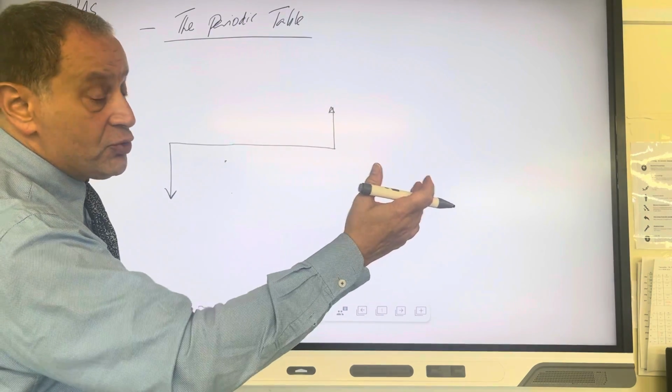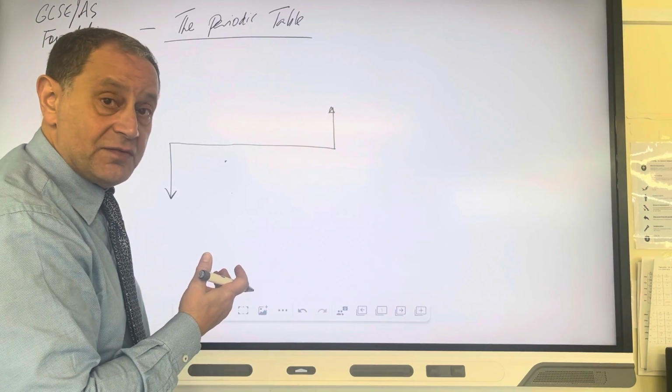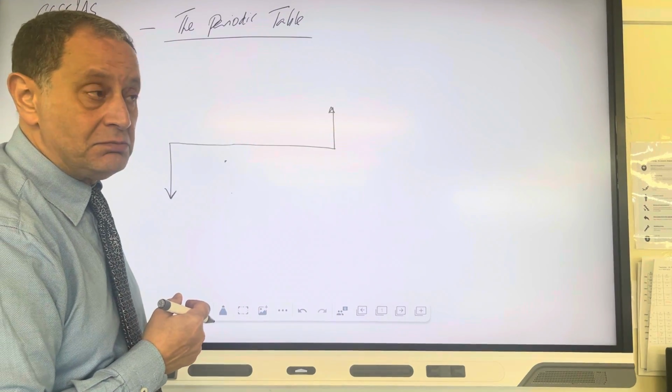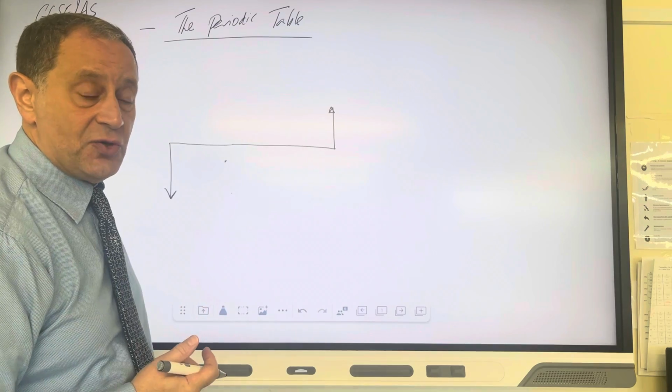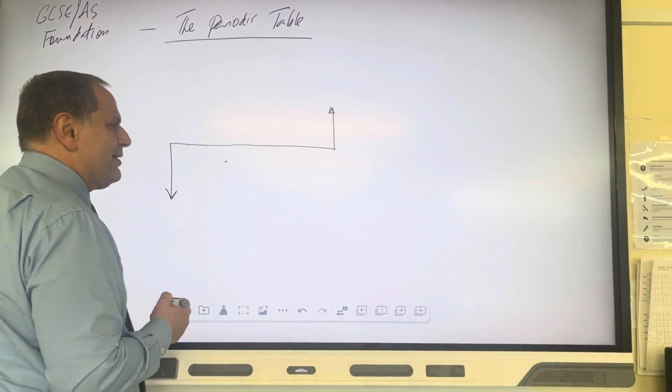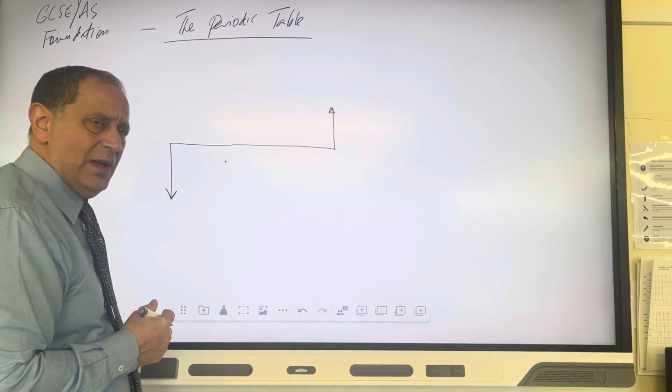But as you go from group 2 to group 1, they become more reactive. For example, potassium is more reactive than calcium. They are in the same period, but potassium is in group 1. So the other thing that you need to know is, well, okay, that's all very well, but why?